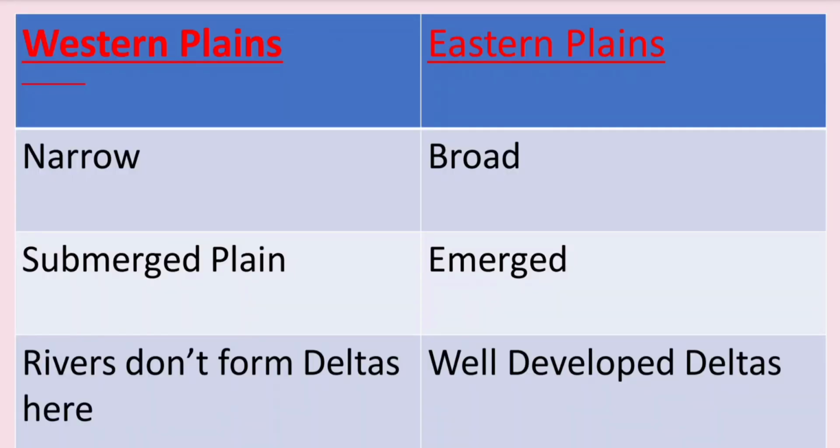Here we can see some differences between western plains and eastern plains. Western plains are very narrow in size and eastern plains are broad. Western plains are submerged plains and eastern plains are emerged plains. In western plains, rivers do not form deltas. In eastern plains, they form deltas. In eastern plains, we can see deltas, for example, Krishna Delta and Godavari Delta.